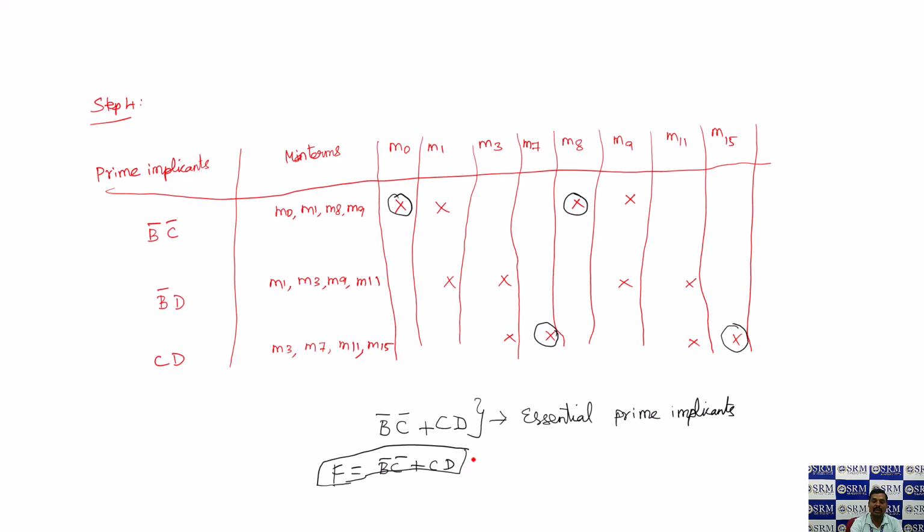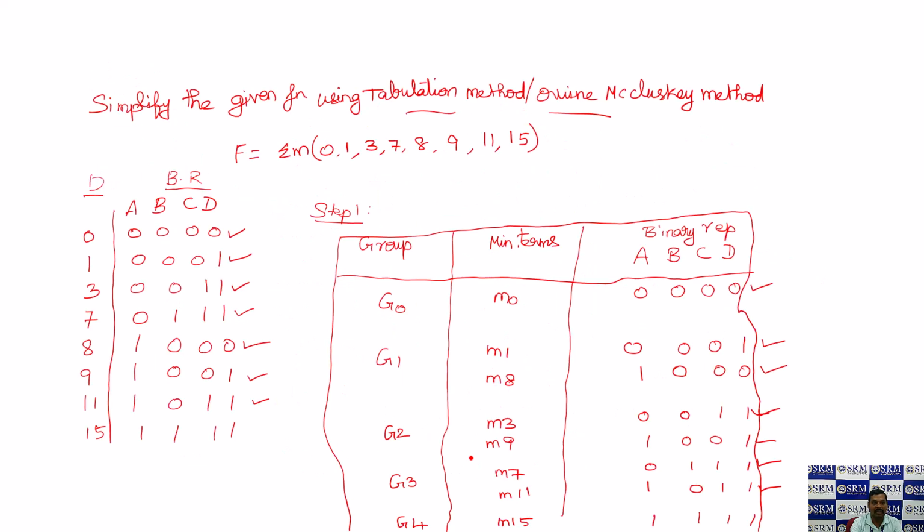This can also be verified with the K-map. So I will recall it. The first step: the question was to simplify the given expression using the tabulation method or Quine-McCluskey method. The function was given in terms of minterms, the summation of minterms 0, 1, 3, 7, 8, 9, 11, 15. What I did in the first step was write the corresponding binary representation of all these, right? So I forgot to take this.